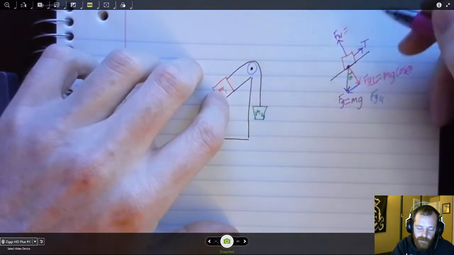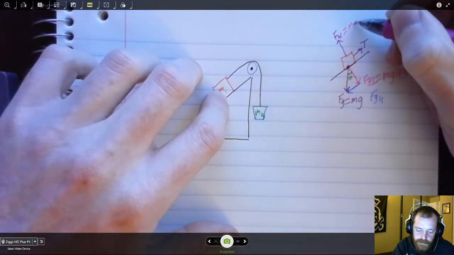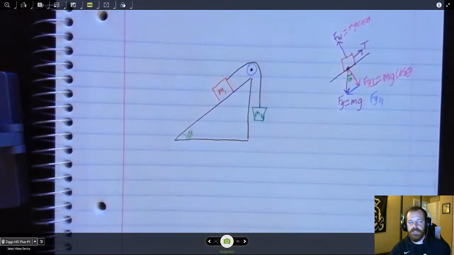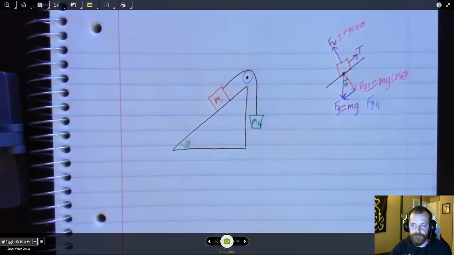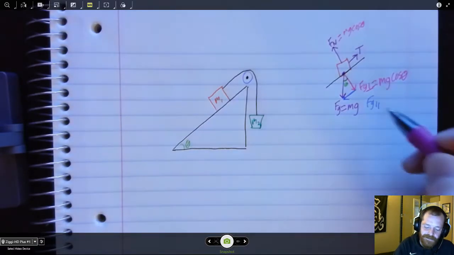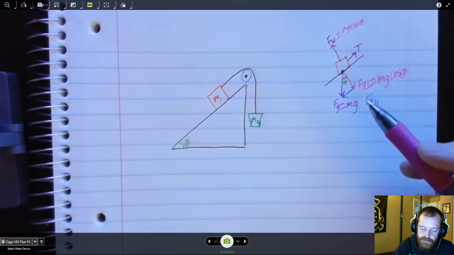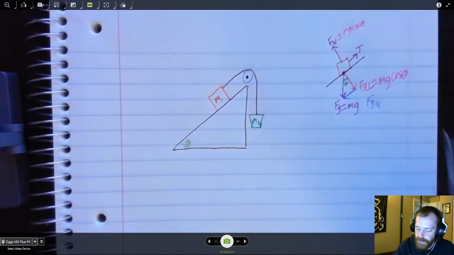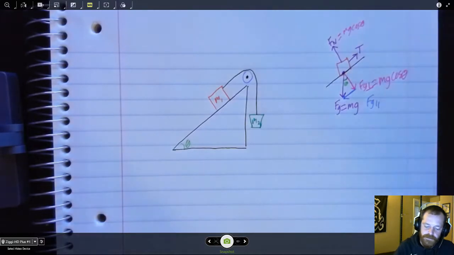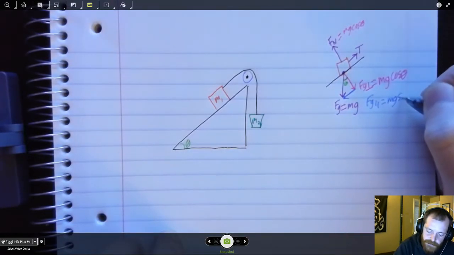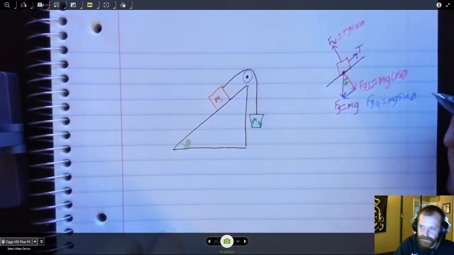So that normal force is also going to be equal to mg cos theta. It has to be, because this object is not accelerating up or down at all. Now, the parallel component of gravity is actually the opposite side in this example, because it is facing the angle. So Fg parallel, we're going to find by doing mg sine theta.